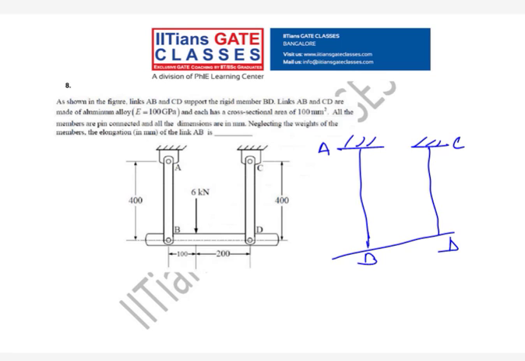No, links AB and CD will deform because they didn't say these are rigid. Rigid is what? Only BD is rigid. Okay, exactly. What we can find? We can find reactions, exactly. But how will you find the reaction?